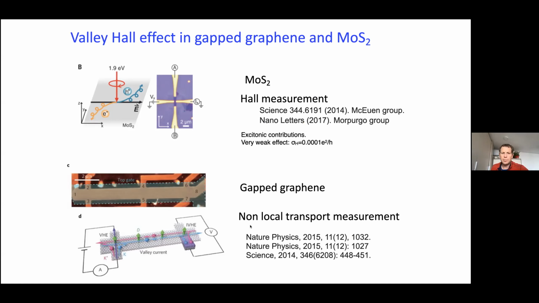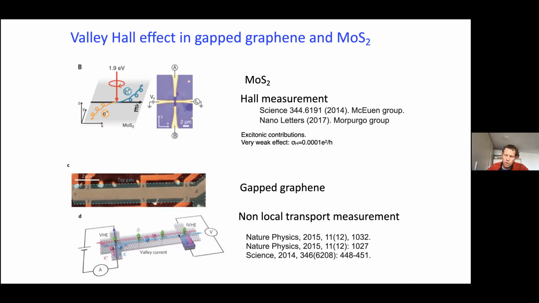The second set of experiments was not driven by optics, but by pure transport, and non-local measurements were done to measure the valley Hall effect. This is done by taking a Hall bar, you drive current in one direction here, and you measure the voltage somewhere here. In one of the two valleys, electrons go to the right, and in the other valley, electrons go to the left. So that can build up a valley polarization here that can be measured with the voltage, because also here electrons will go more to the right than to the left.